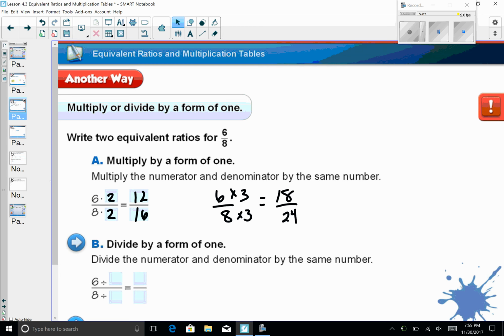The other way that we can write an equivalent ratio is by dividing. And this would happen when we see a number or two numbers that have a common factor we can pull out. So in this case, when I have 6 to 8, I see that they're both even numbers. And so I can divide each number by 2. And that would give me another equivalent ratio, which would be 3 to 4.